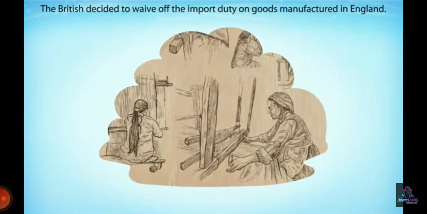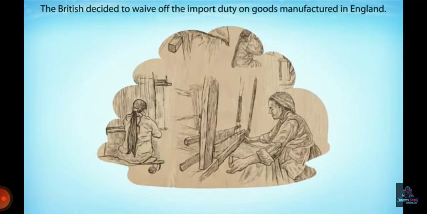The British decided to waive off the import duty on goods manufactured in England. The Britishers entered our country and established a company. They did not allow Indian goods. They imported their goods from England and sold them in our country. Like Chinese goods in a China bazaar, how they are imported and sold in our country, the same thing happened here.